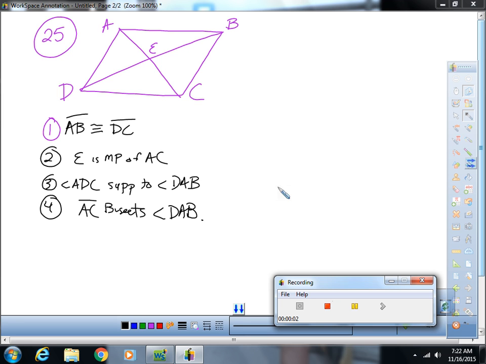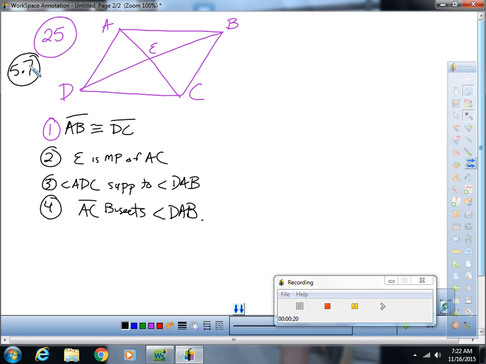All right, so this is question 25 from section 5.7, and this is a probability question. The problem reads, ABCD is a parallelogram. If two of the following conclusions are selected at random, what is the probability that both of them are true? Well, the first thing we should do is evaluate which one of these statements are true individually.